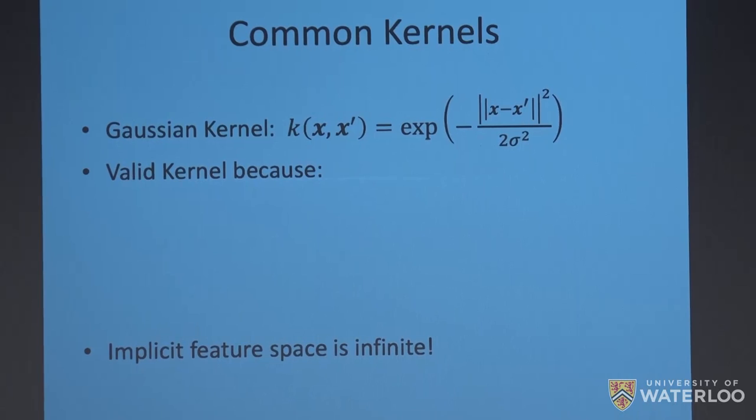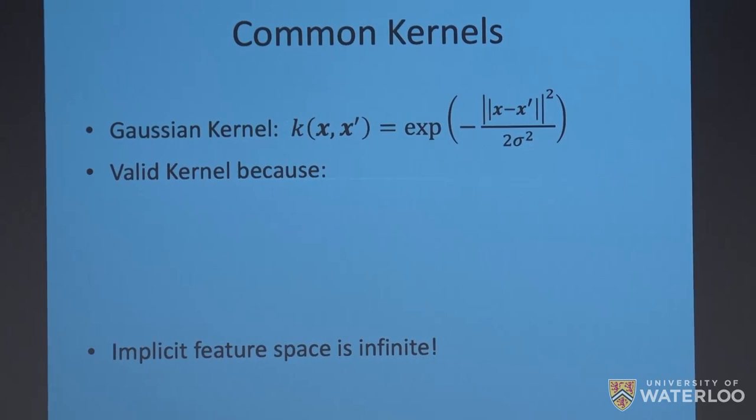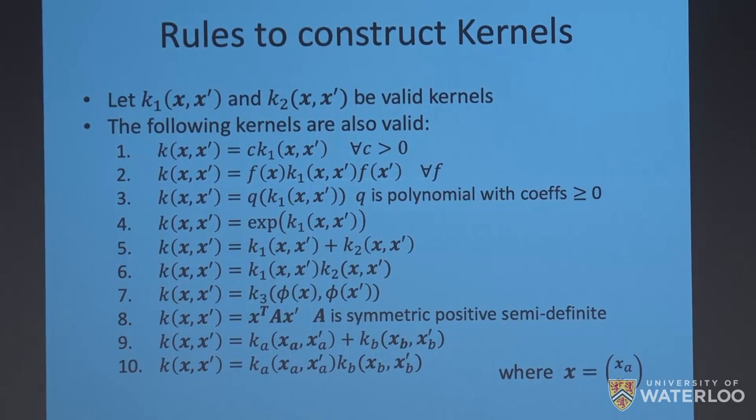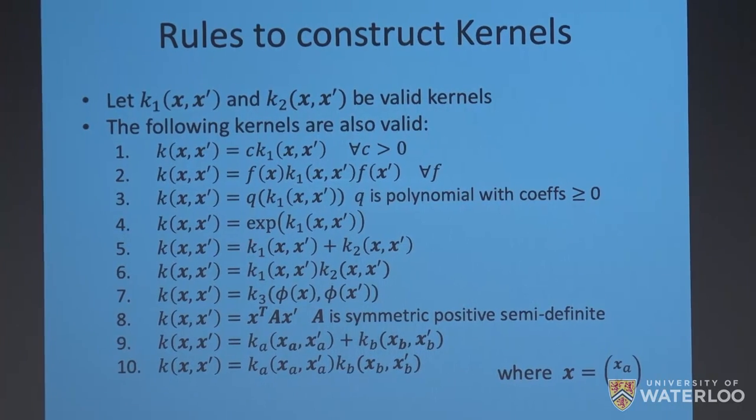What rules could we use to justify that this is a valid kernel? If you look carefully, there's an exponential, then there's a minus. I'm going to take the Euclidean norm of x minus x prime and then divide by 2 sigma square. So if I'd like to justify that this is a valid kernel, what rules in here would be relevant? Yes? Rule number 4? Yes, okay, rule number 4 is a good one to start, because if we have a kernel already, we take the exponential, that's going to be a valid kernel.